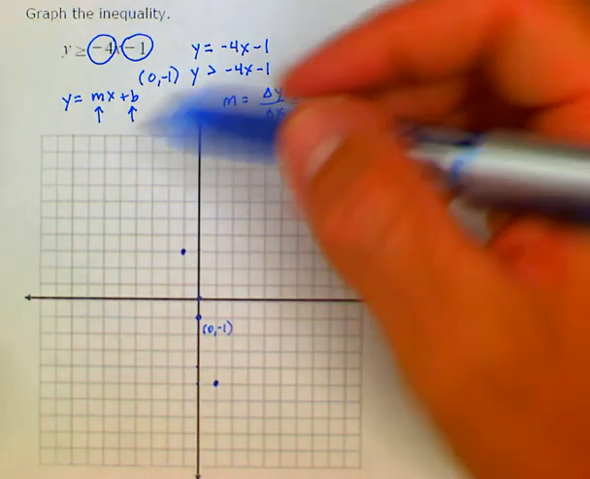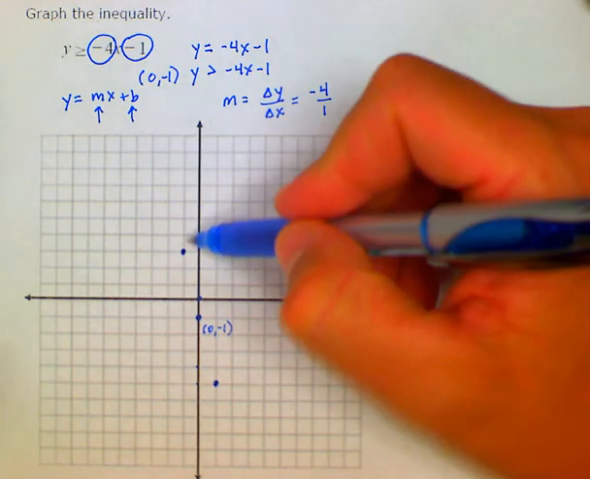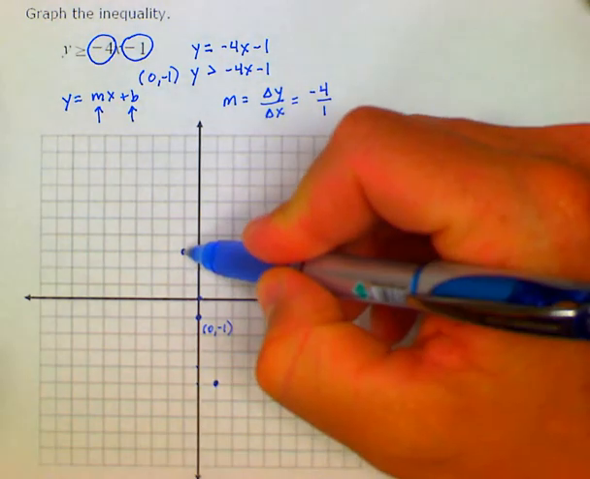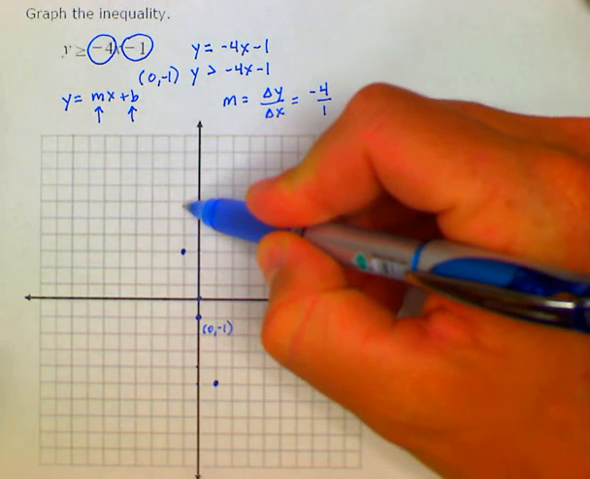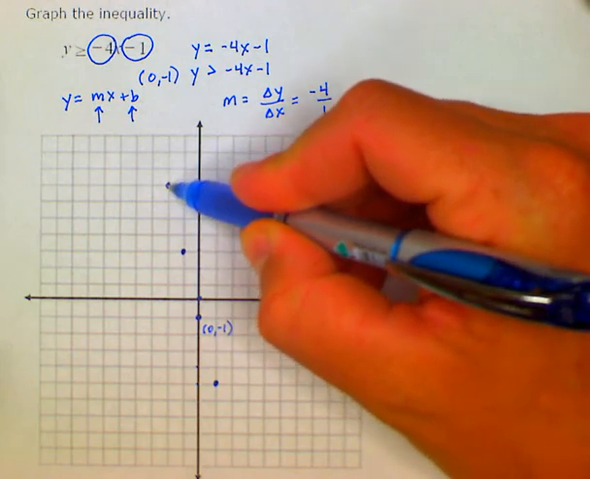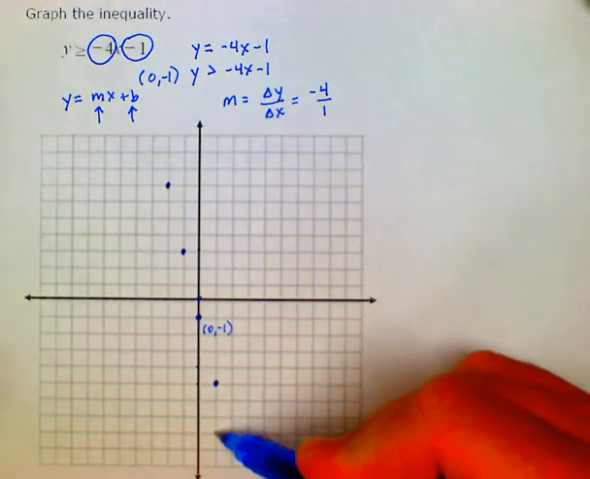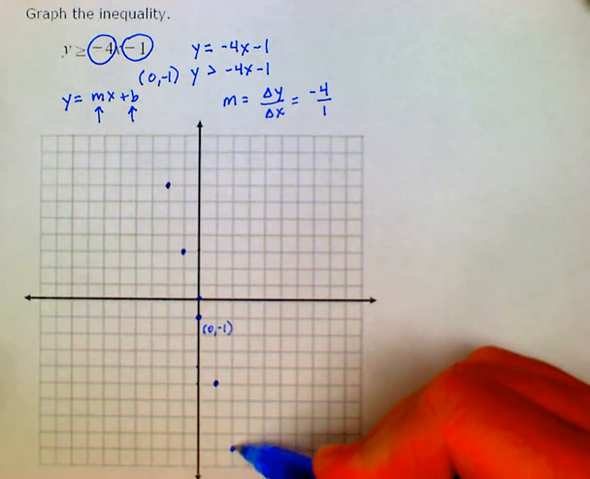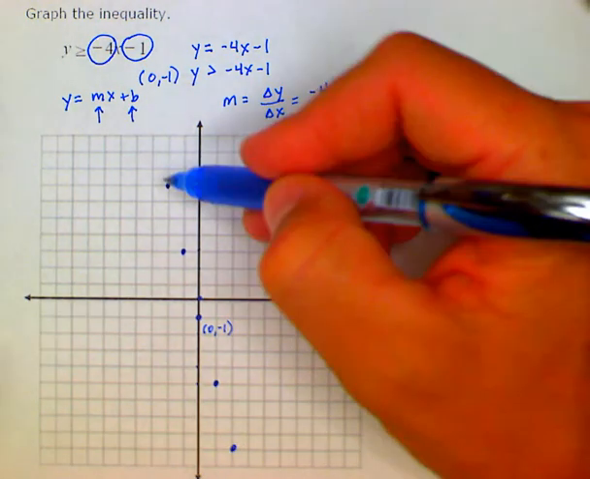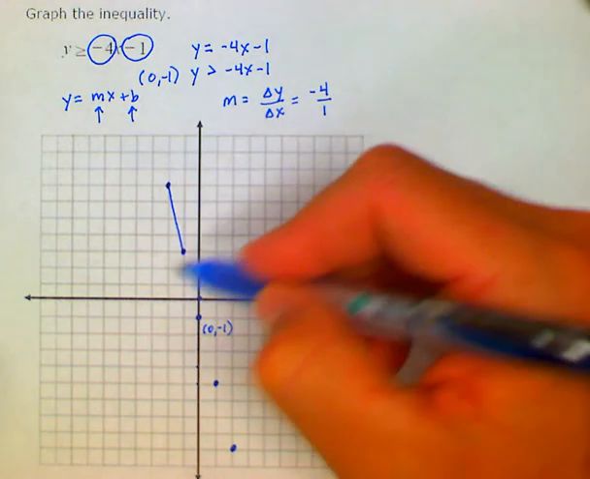And we'll go ahead and do a few more points. That way it looks a little bit better. We would go up 1, 2, 3, 4, and over 1 to the left. And then down here, down 1, 2, 3, 4, and 1 over to the right. So the line is going to look something like this when we connect it.